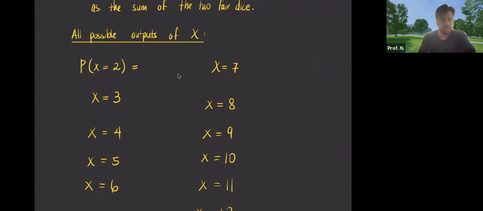Do you guys see what I'm saying? So the probability that X equals 2 means, what's the probability that I roll two fair dice, and that sum equals 2. Well, the only way that happens is if we get 1, 1. And that's 1 out of 36. So this is 1 out of 36.